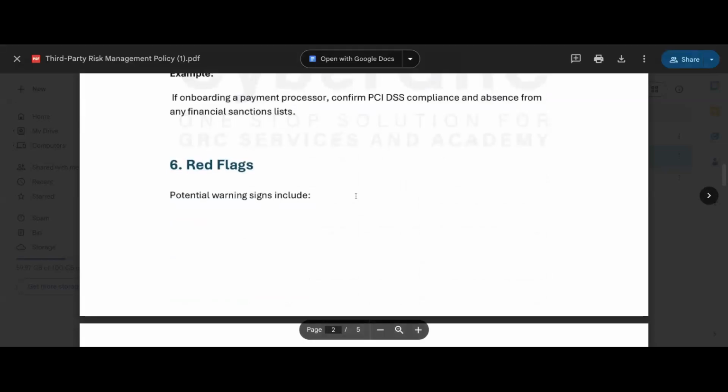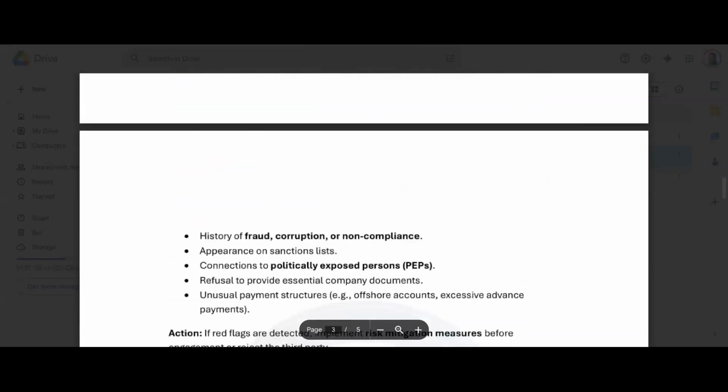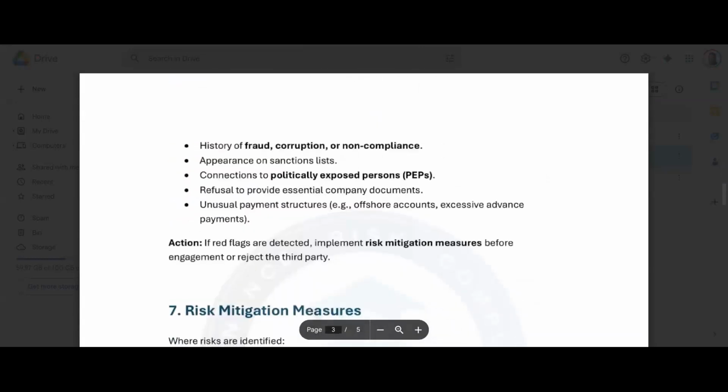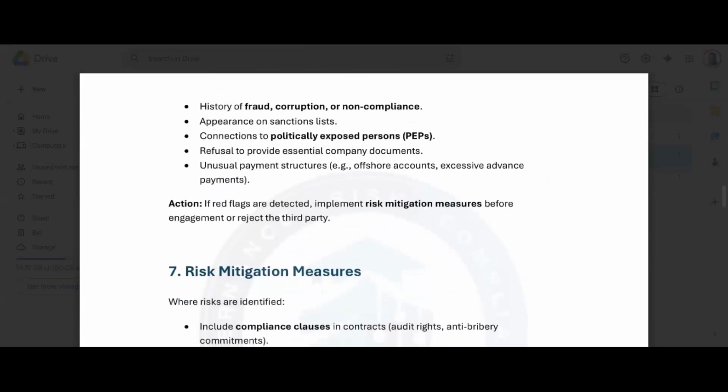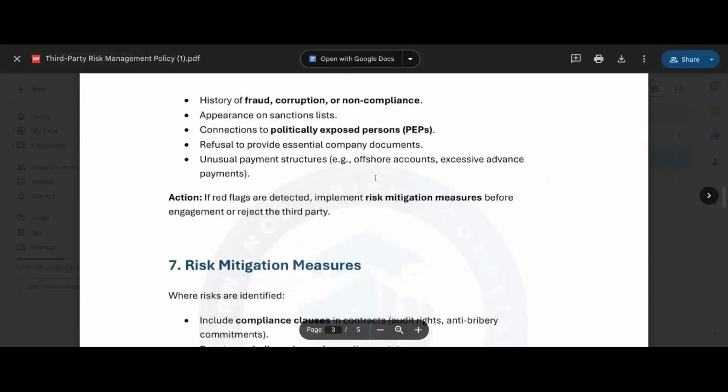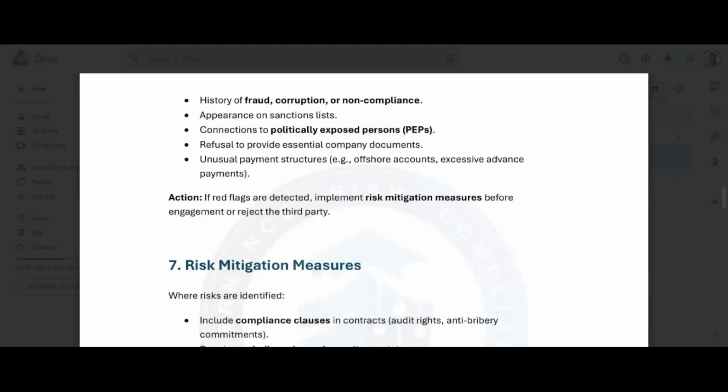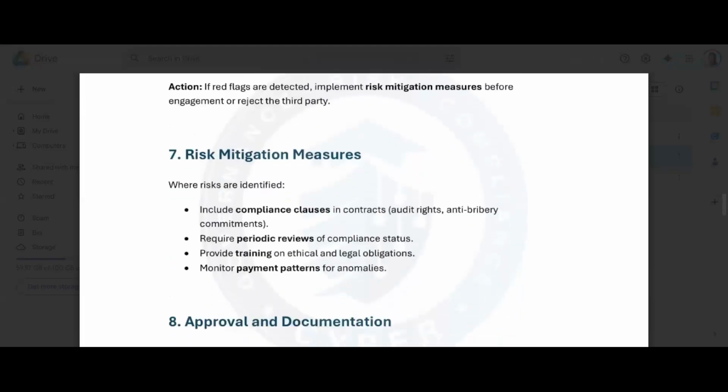Can anybody tell me what the red flags would be in this case for a third party? Come on. Data breach, non-compliance, if the security posture is not properly in place. Exactly. History of data breach, history of fraud, corruption. Yes, all that we need to check, right? These are all red flags to the company. Yes. Refusal to provide essential company documents, policy documents. All these are red flags.